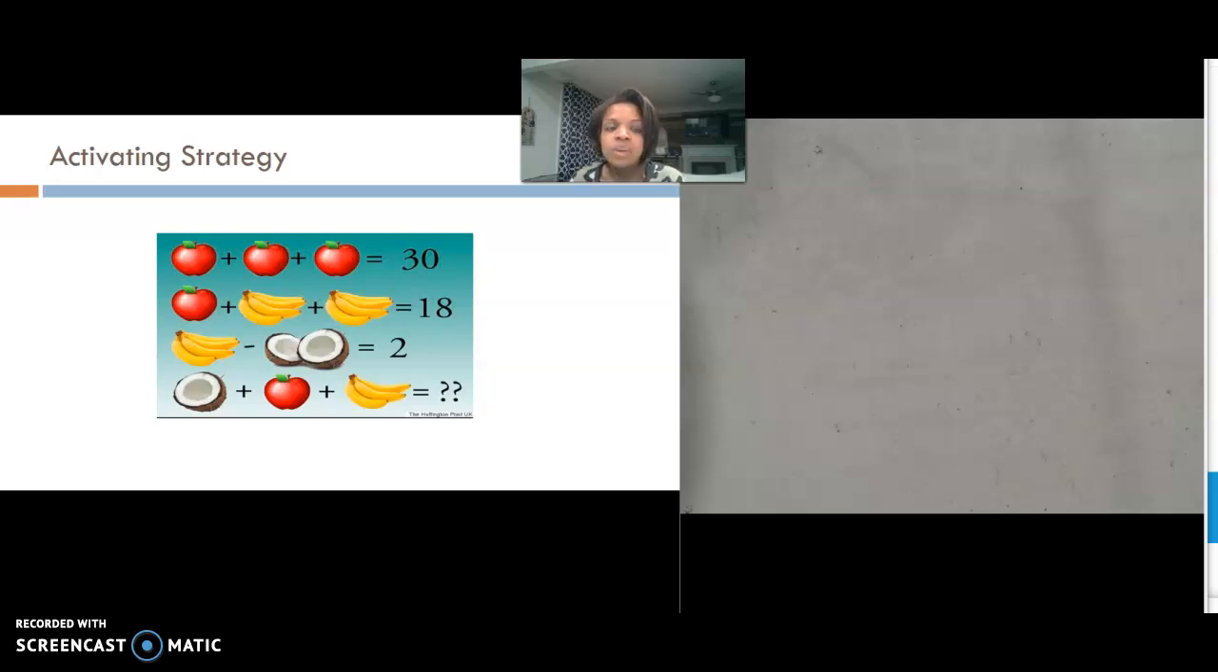Hey guys, okay, so we are on our third day of learning about quadrilaterals. So here is your activating strategy. You know to pause me so that you can figure it out, and then we will work it out together.